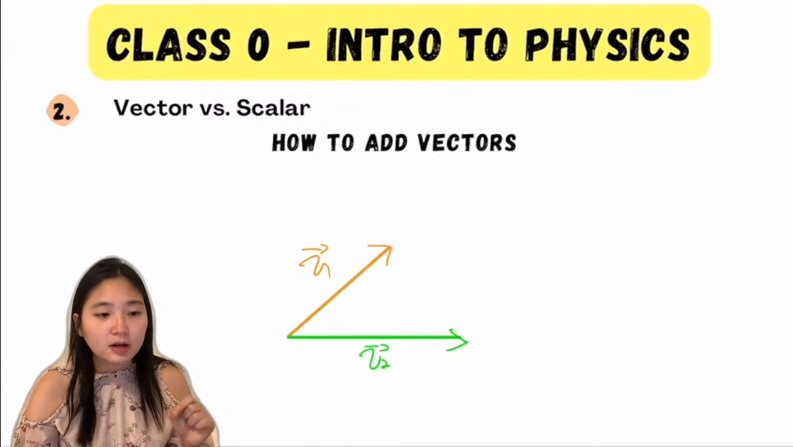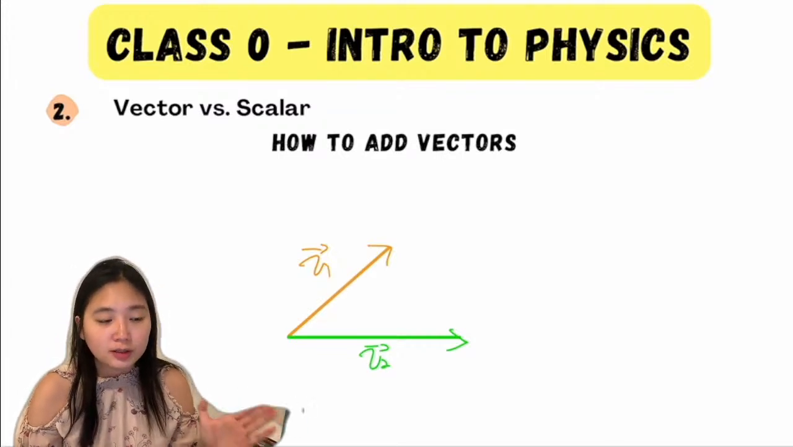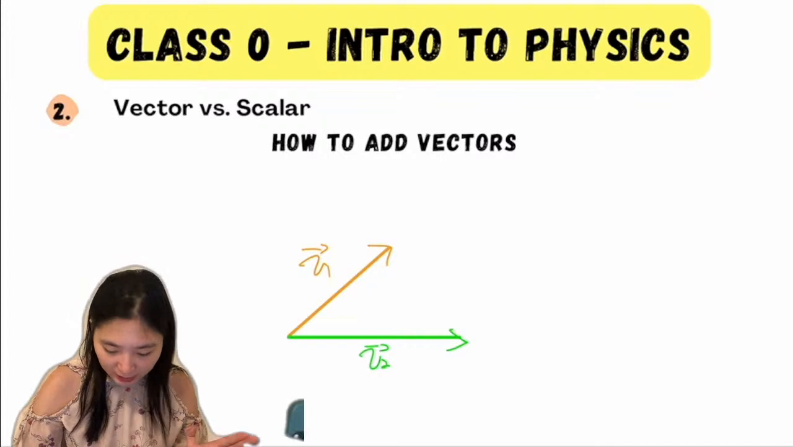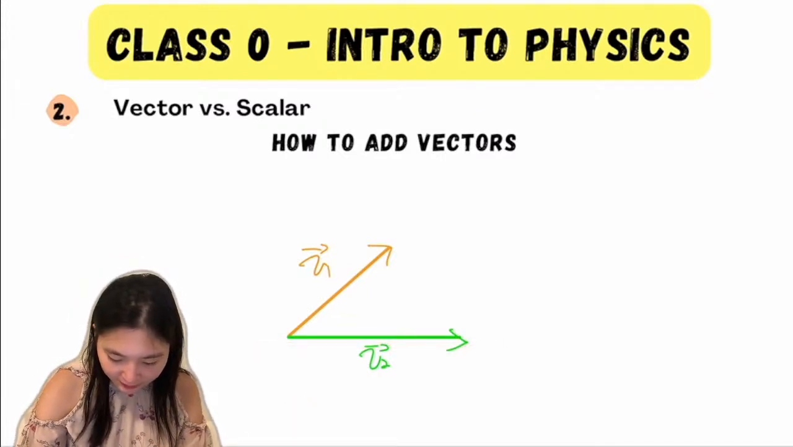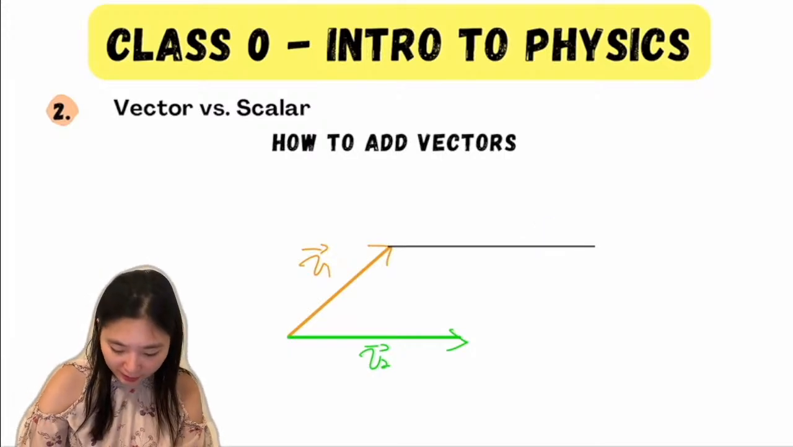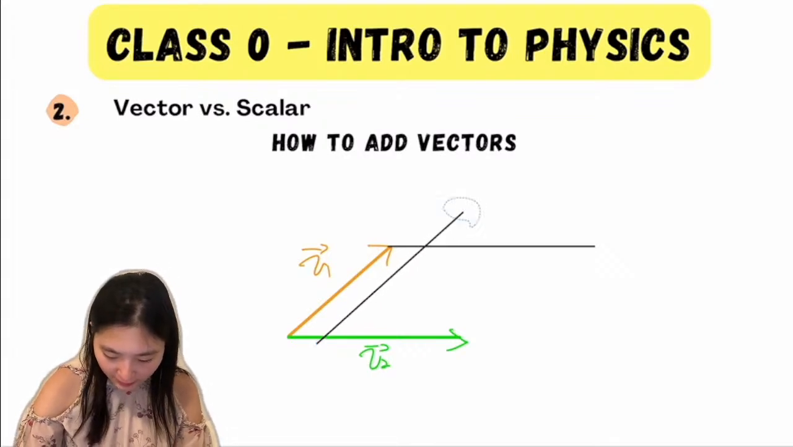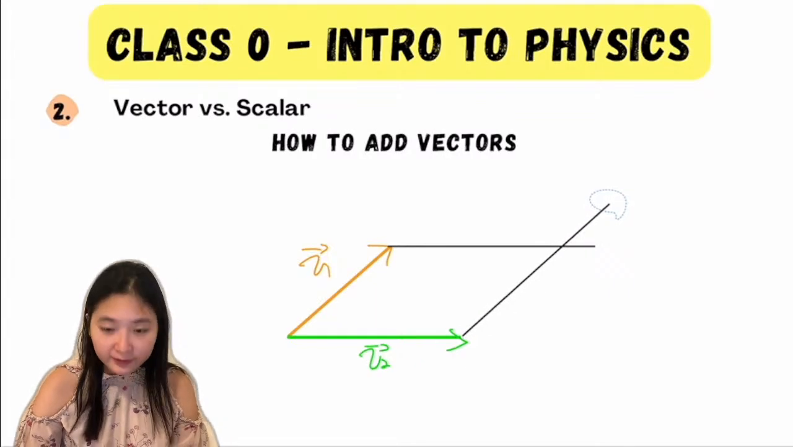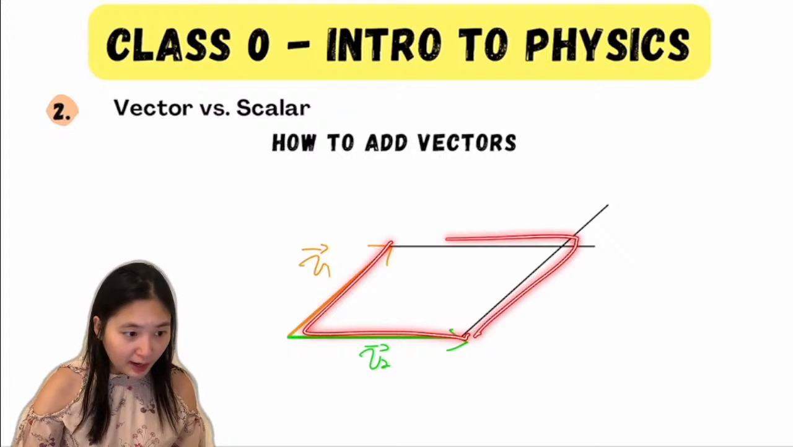So we put the tails of these two vectors together, and then I'm going to draw the parallel lines of these vectors. The parallel line for this vector is this way. Again, I'm going to draw a parallel line for vector 1, and then I'm going to move it to the tip of vector 2. So now it forms a parallelogram. Okay, here we have a parallelogram.